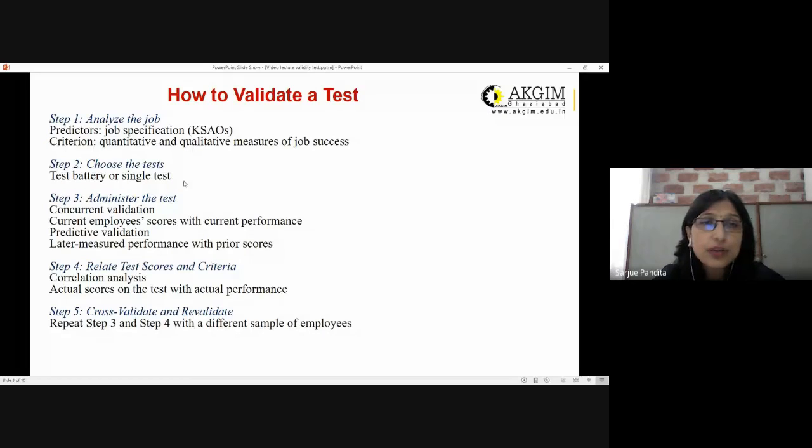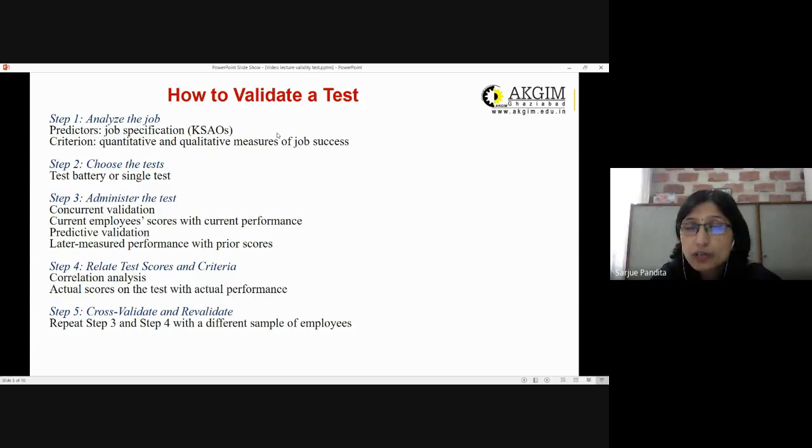First is to analyze the job. To validate a test, you need to analyze what type of job a person is going to handle, so that I can use my test accordingly. Now, what can be the predictors? Obviously, where will we get the analysis of the job from? It will be from the job specification. That means your knowledge, your skills, your abilities, and other areas. So you need to focus on this to analyze the job, so as to have quantitative and qualitative measures of job success.